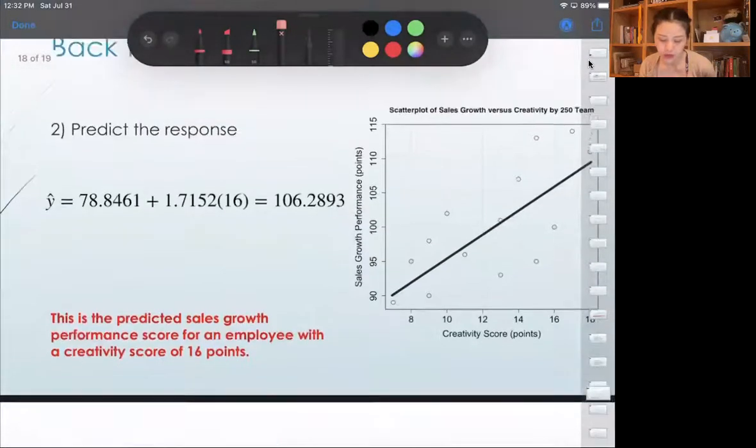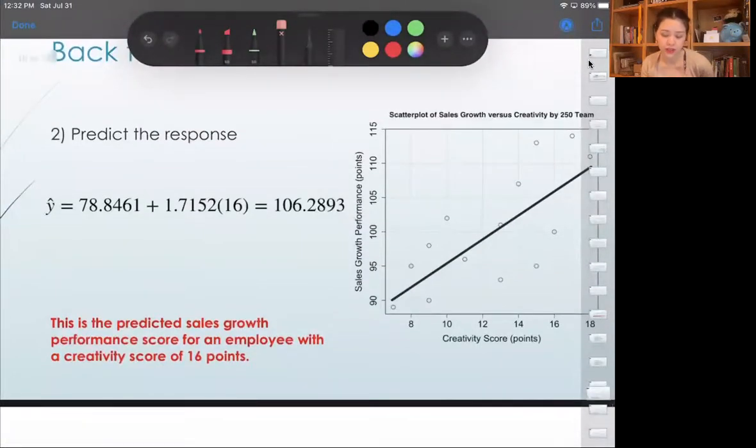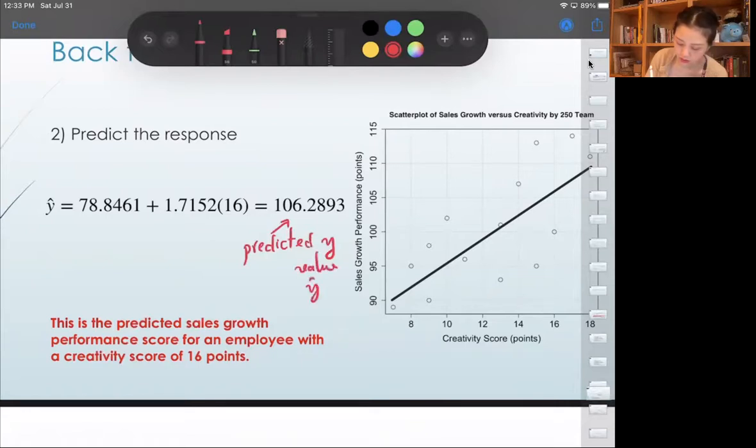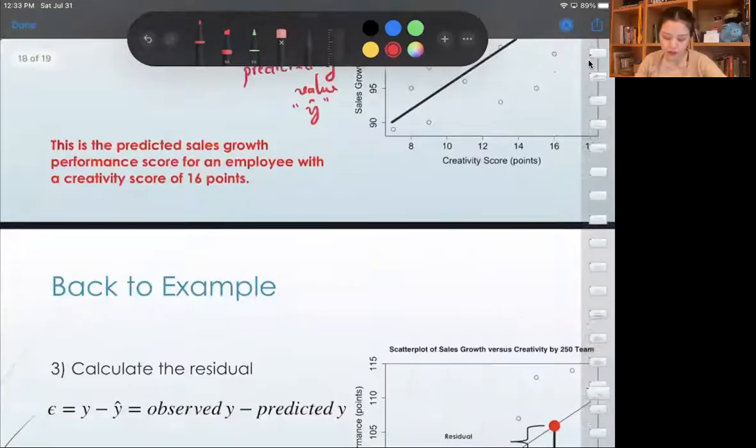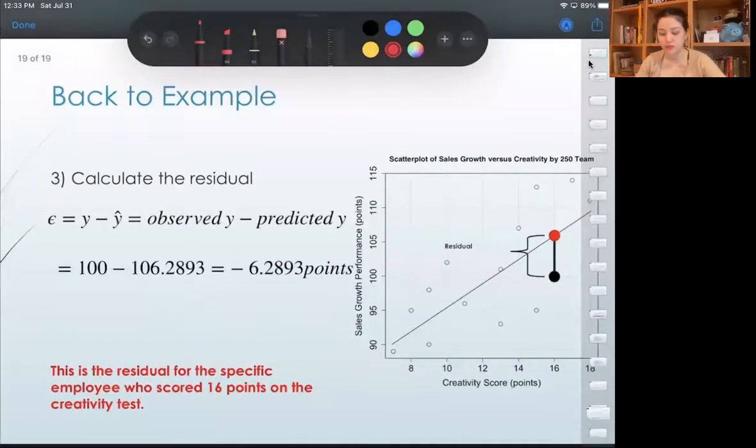Now we plug it in. We know the value of x is 16. We plug it in, and we get y hat is roughly 106. So that's your predicted y value, and we denote it y hat. Once you have that, all you have to do is take the difference from the actual observed.